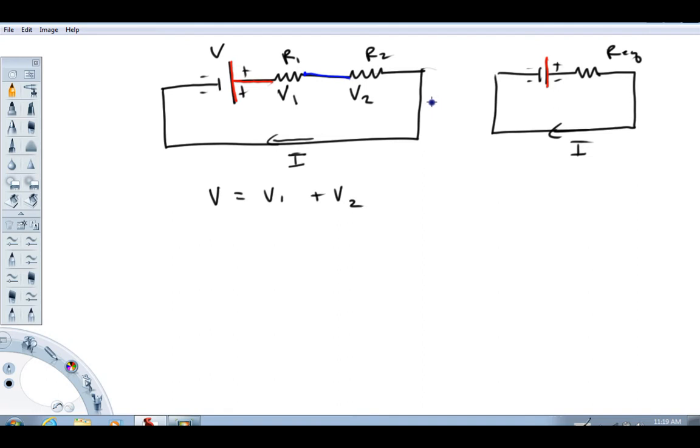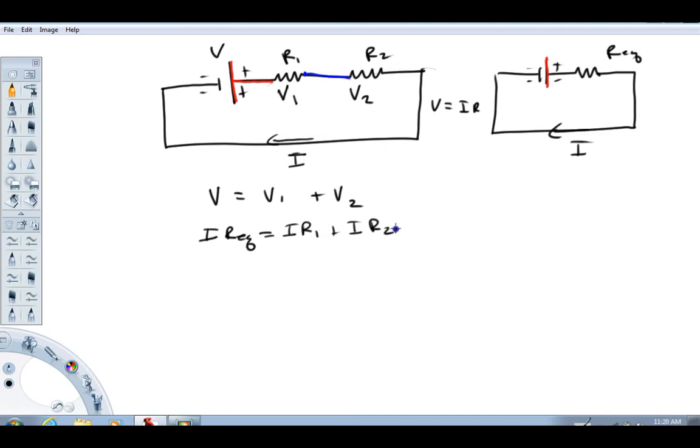And just like I did before, since V equals IR, here we can write I R equivalent. Here's where I'm getting that from. This voltage is the voltage across this, which is equal to the voltage across this. So I R equivalent is equal to the voltage across resistor 1, which is I R1, plus the voltage across resistor 2, which is I R2.